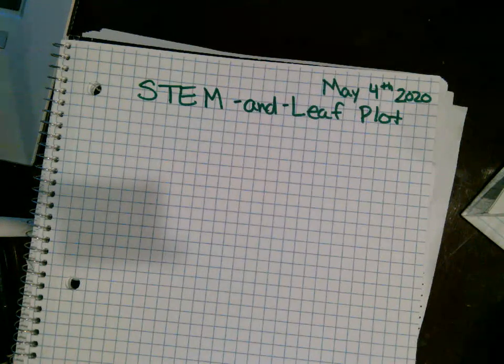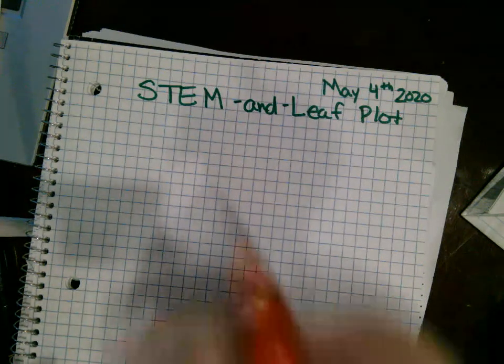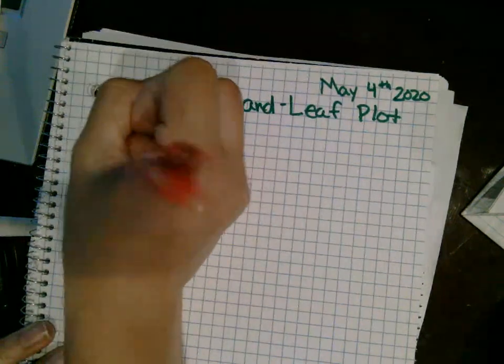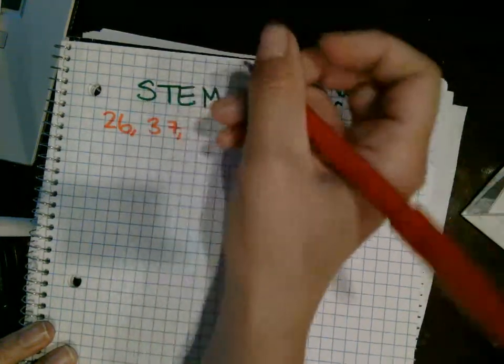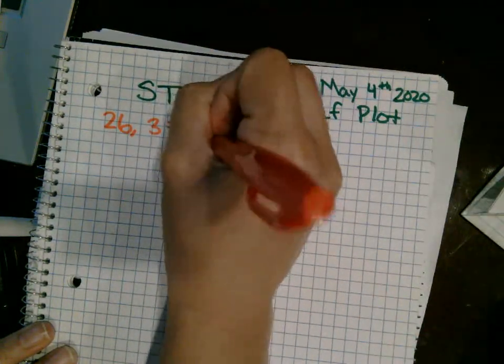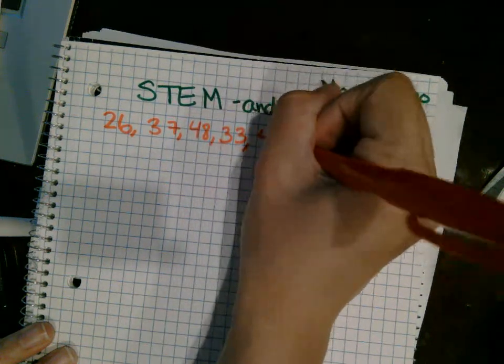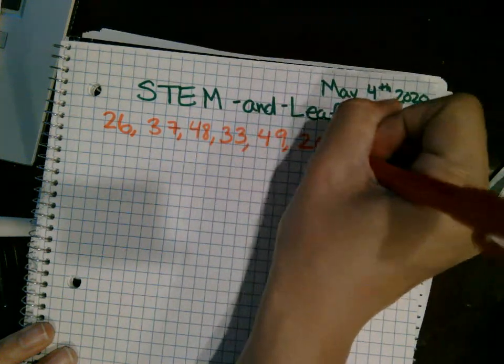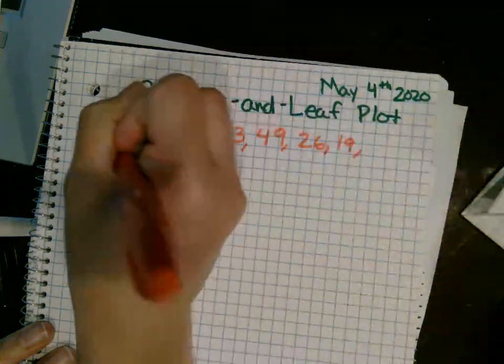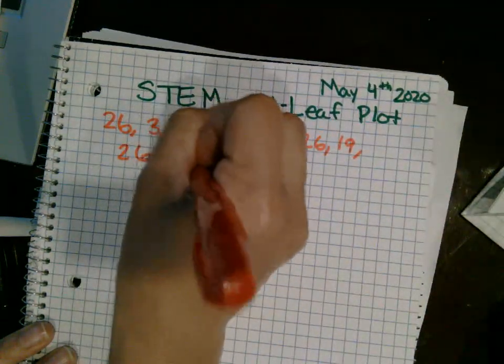All right. So I'm going to give you the numbers: 26, 37, 48, 33, 49, 26, 19, 26, 48.